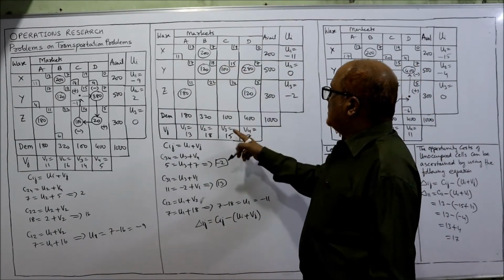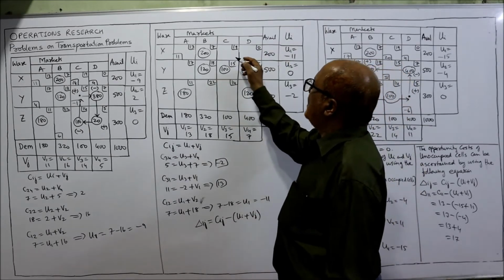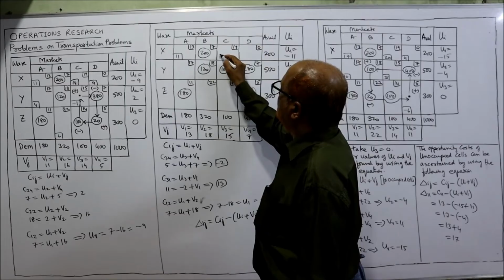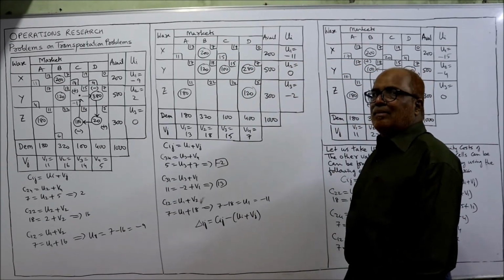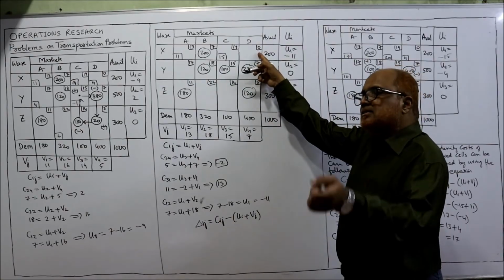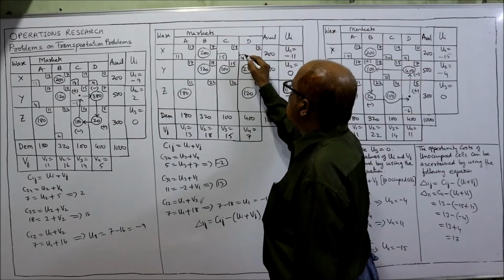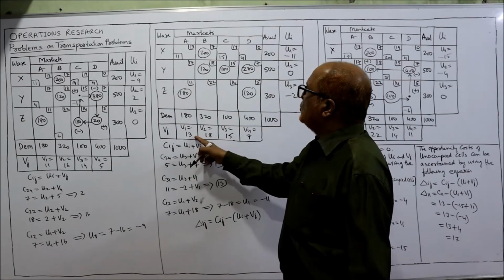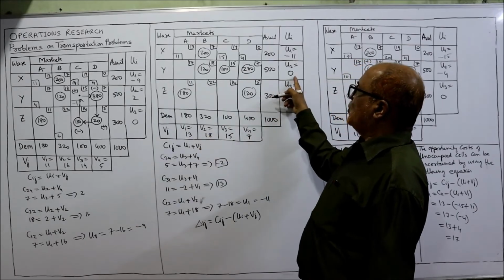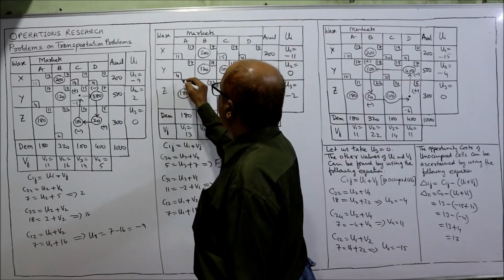Next here, 15 minus 11 is 4. So 19 minus 4 is 15. Here 7 minus 11 is minus 4. 0 minus minus 4: minus into minus will become plus. So 0 plus 4 is 4. Here 17. So 13 plus 0 is 13. 17 minus 13 is 4.